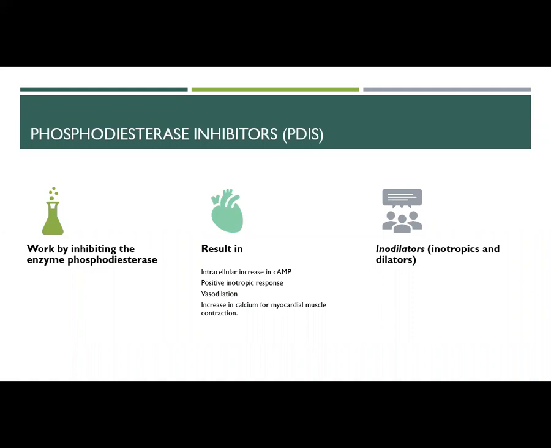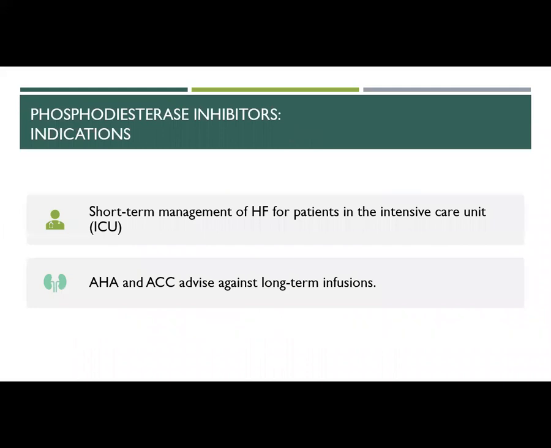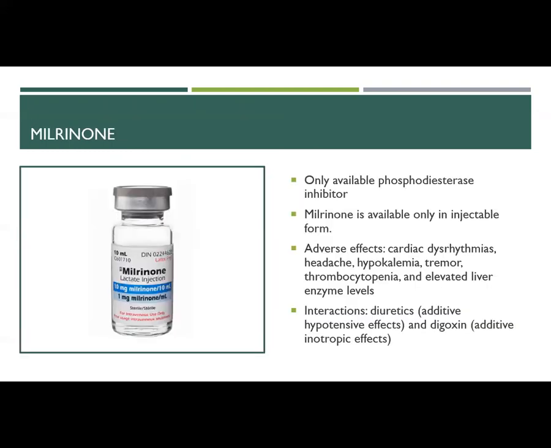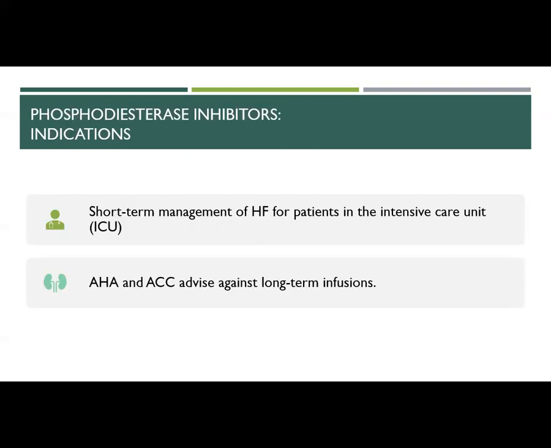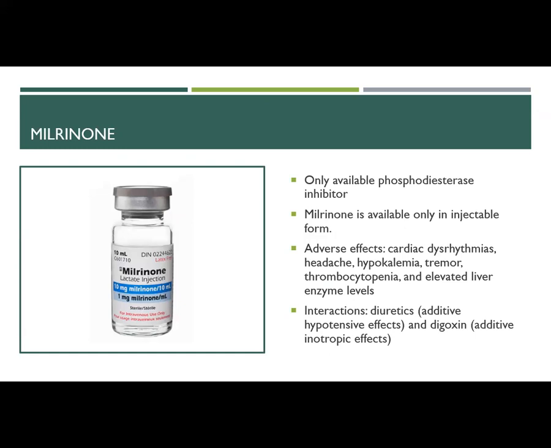Our phosphodiesterase inhibitors work by inhibiting the enzyme phosphodiesterase, resulting in an intracellular increase in cAMP, an increase in calcium and myocardial muscle contraction. They are inodilators, so inotropics and dilators. These are used for short-term treatment of heart failure in patients in the intensive care unit. And then the AHA and ACC advise against long-term infusions. Milrinone is the only available phosphodiesterase inhibitor. Milrinone is available only in injection form.